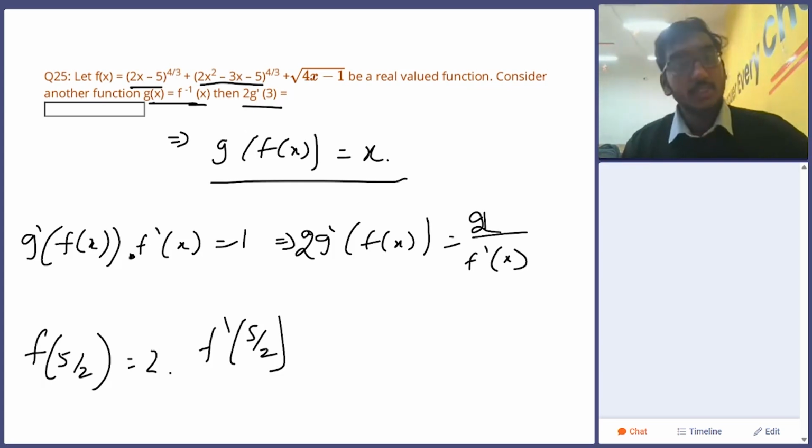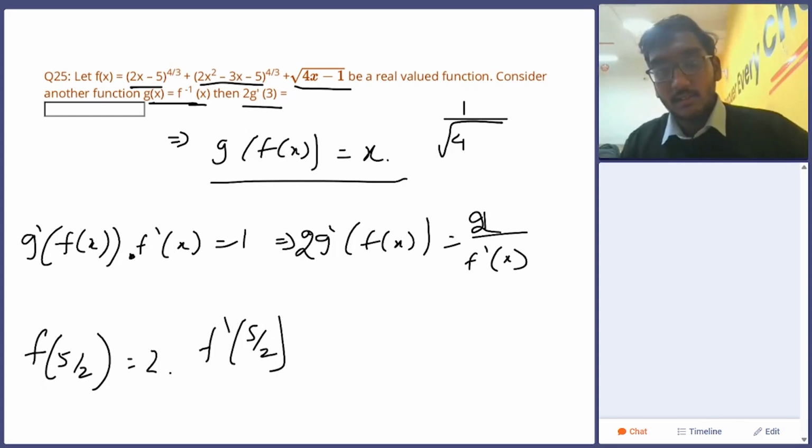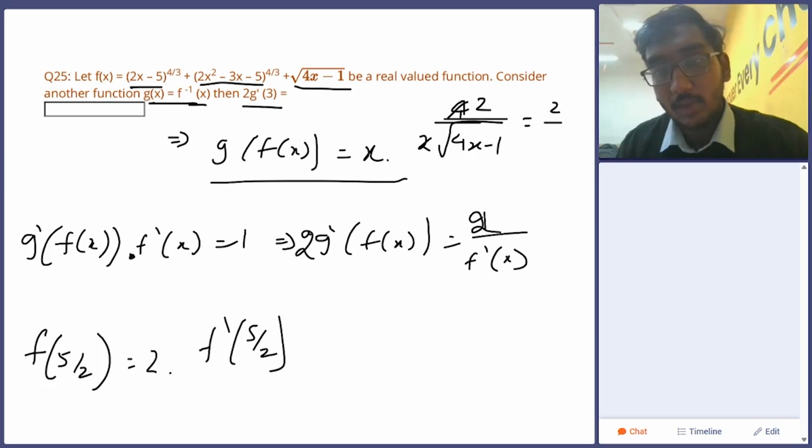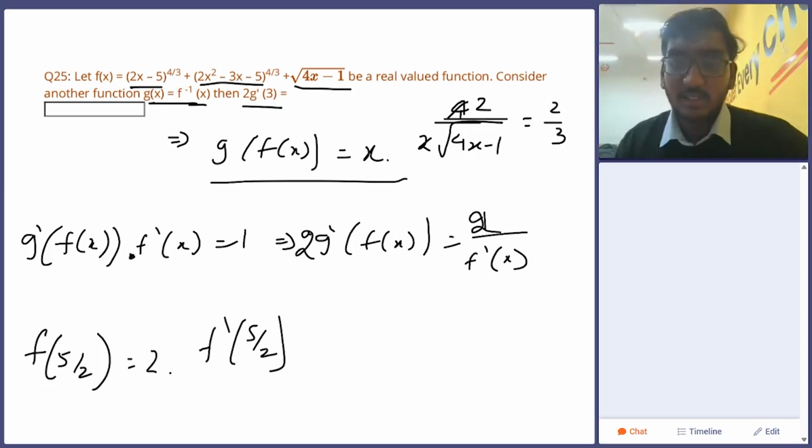Likewise, f dash of 5 by 2 will be what? You differentiate these two, still you will be ending up with 0 only for these two terms, and for this the derivative will be 1 divided by 4x minus 1, and there is a 2 over here, and derivative of 4x is 4. So it will be 2 by root of 4x minus 1. When you put x is equal to 5 by 2, what happens? You'll be left with 2 by 3.